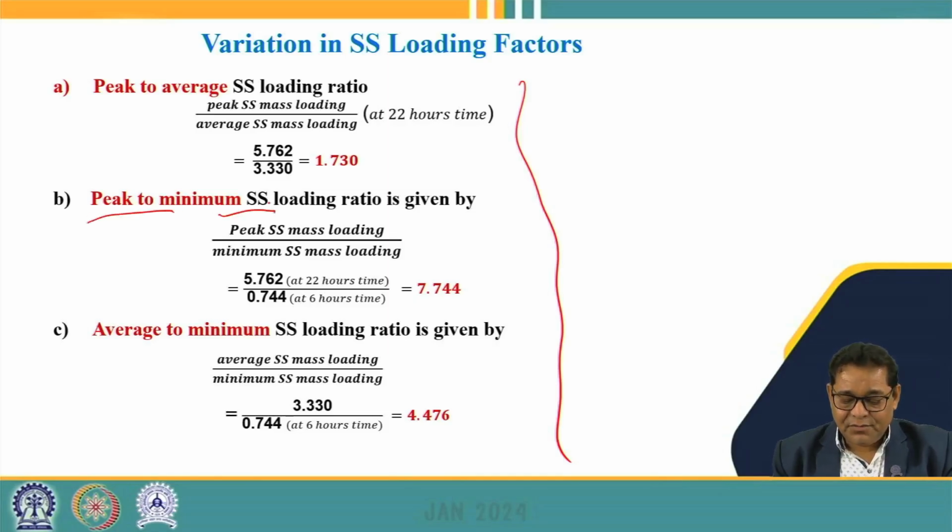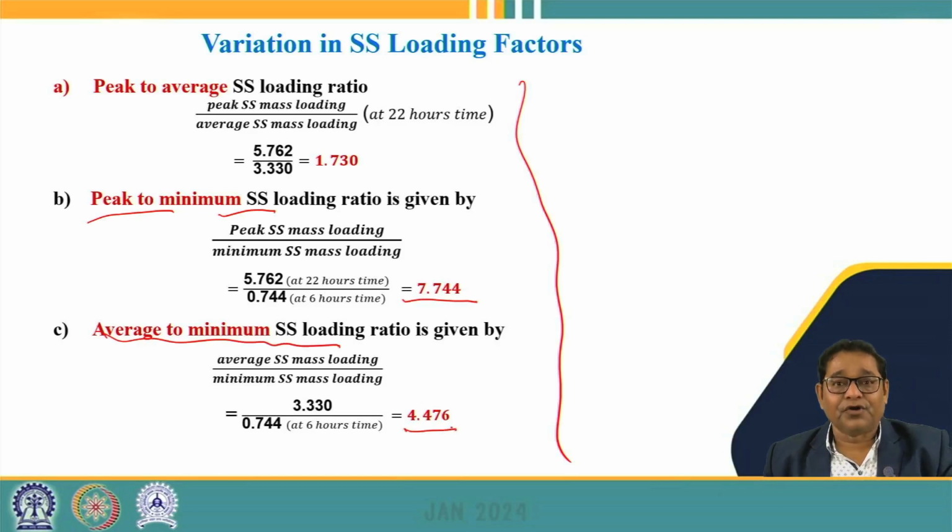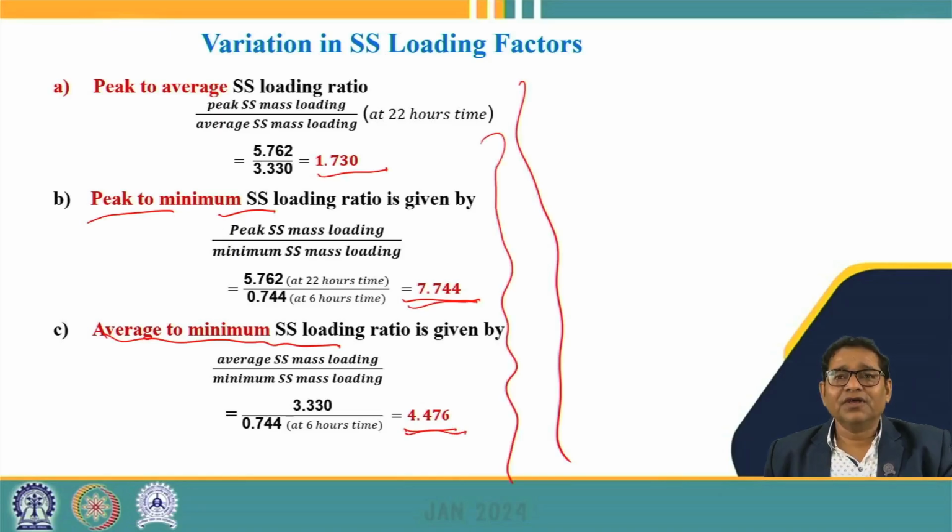Now similarly, this is the peak to average suspended solid loading ratio. Similarly, the peak to minimum suspended solid loading ratio is 7.74. The average to minimum suspended solid loading comes to 4.476. So these are all the variations in the suspended solids, in the BOD loading rate, and in the flow rate.